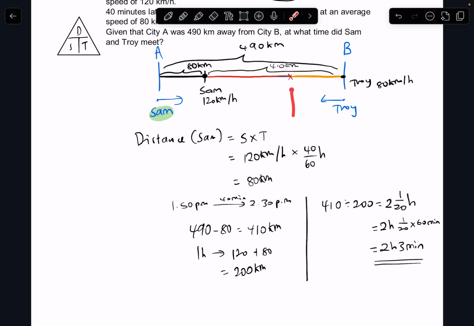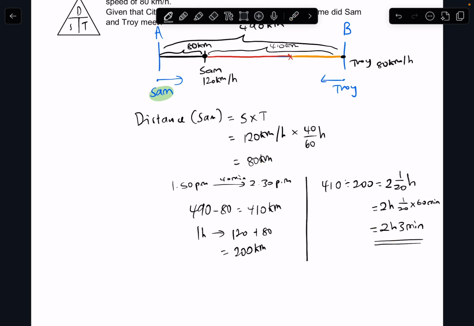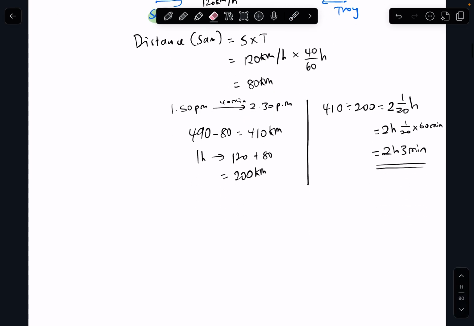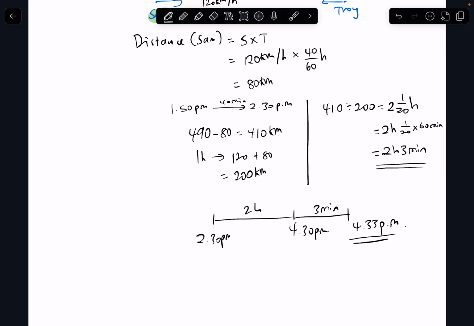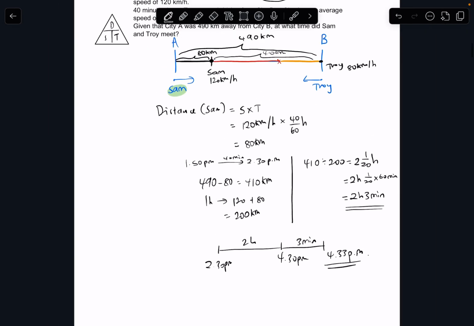So basically this is the time it takes to travel a total of 410. That is where they will meet, because at the meeting point their total distance will add up to 410. So what's 2 hours and 3 minutes after 2:30? Draw a timeline as well. 2:30, you have 2 hours later, that'll be 4:30, and you have 3 minutes later, well, that will be 4:33 p.m. Final answer for this speed related question.